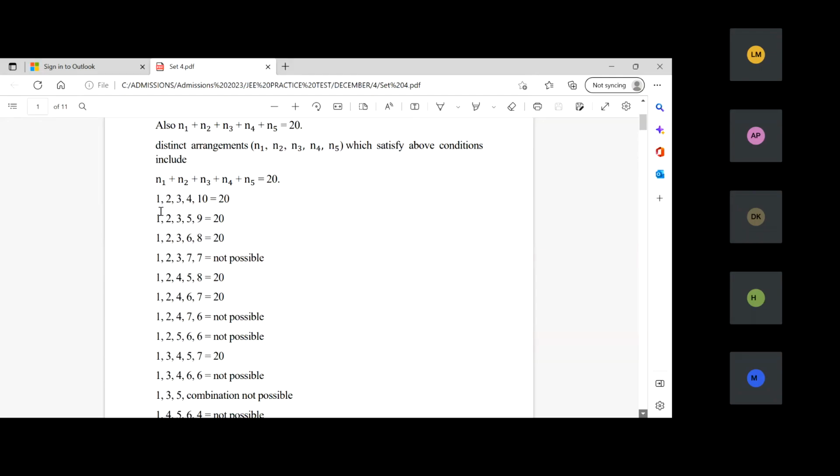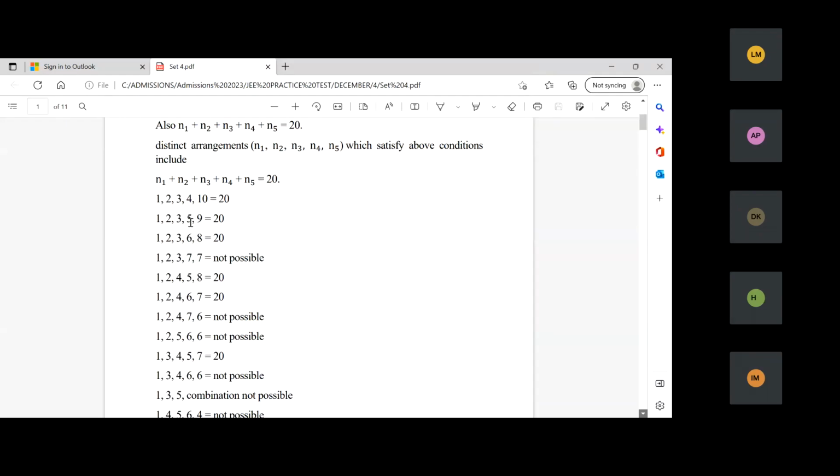So the first combination is 1, 2, 3, 4. This is 10. So the final number, the last number can be 10. So the combination is 20. No other number can be placed in this. So I'm just going to increment the first one. It's 1, 2, 3, and 5.